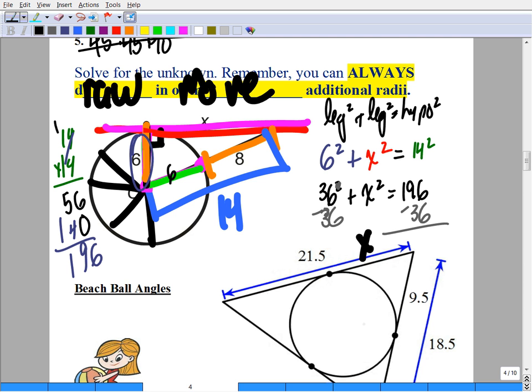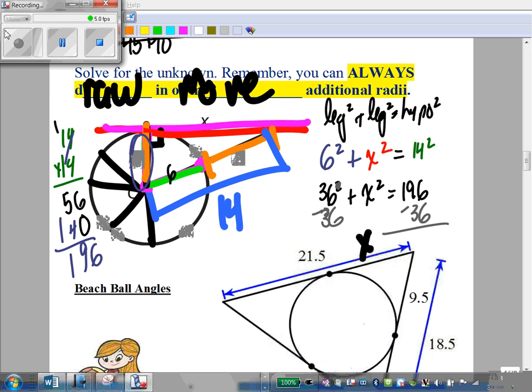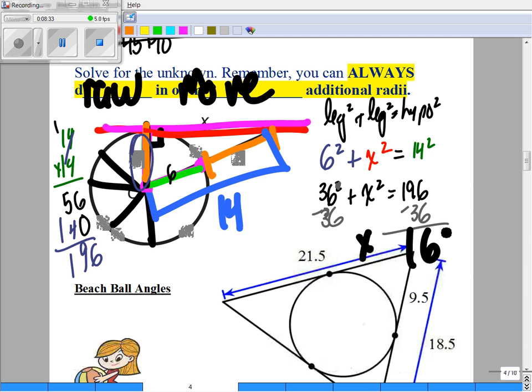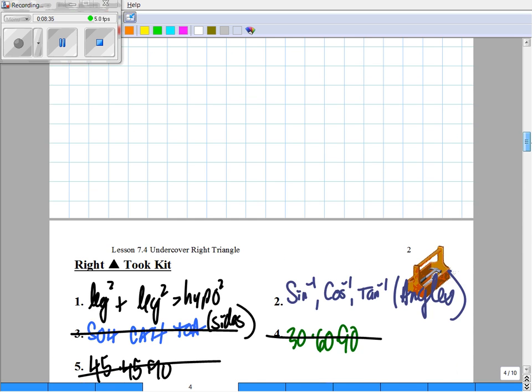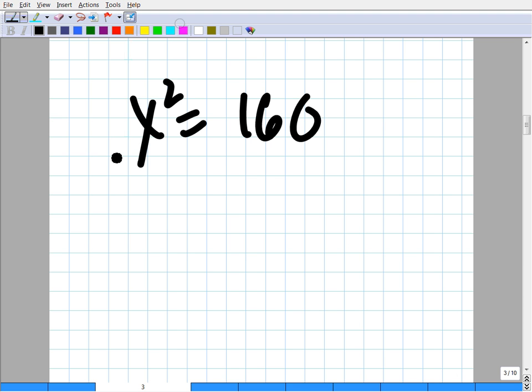You know what? Okay, here, hang on. Before I get after you guys, let me stop the. On that note, ready? So we have here 160. You're like, Miss Way, that's not a perfect square. Ready? Get yourself some margin. We have x squared equals 160. We're square rooting.